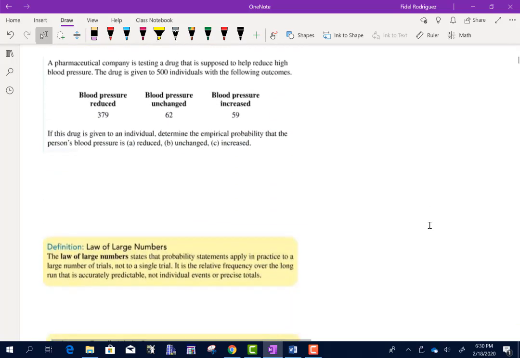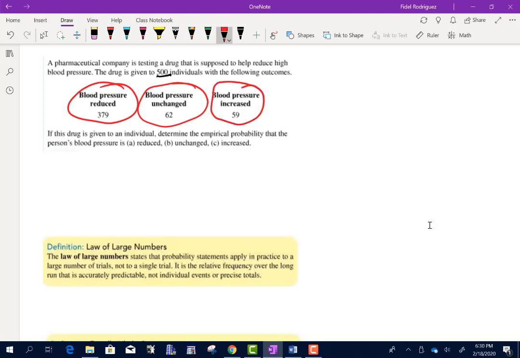All right. The next one says a pharmaceutical company is testing a drug that is supposed to help reduce high blood pressure. It says the drug is given to 500 individuals with the following outcomes. Out of those 500 people, 379 had a reduced blood pressure, which is good. That's what we want. 62 had no change. And 59 actually had the opposite effect. They had an increase in blood pressure.